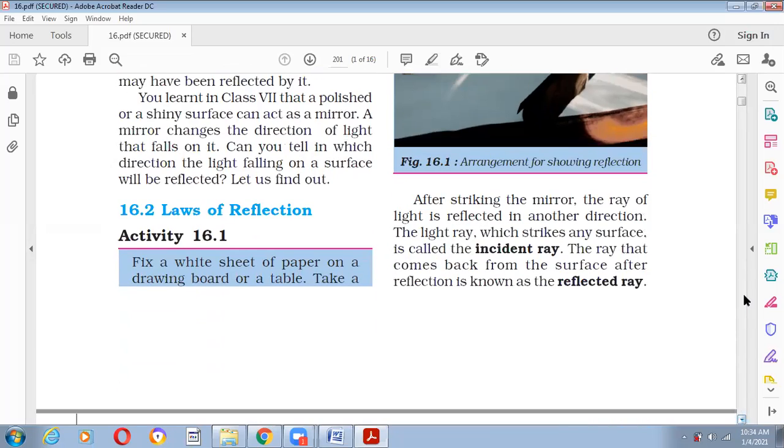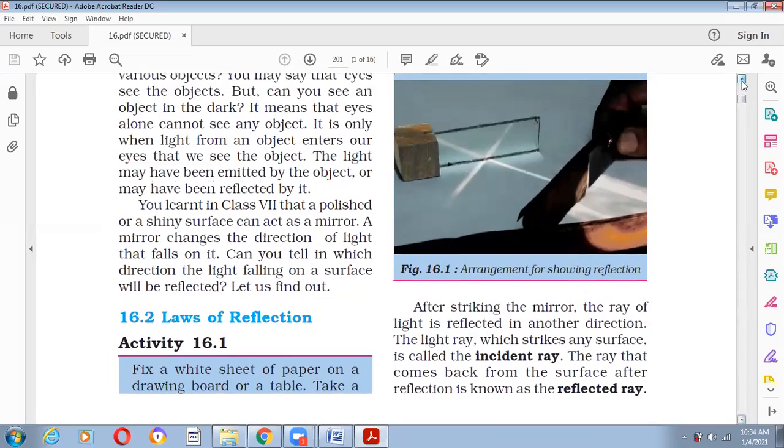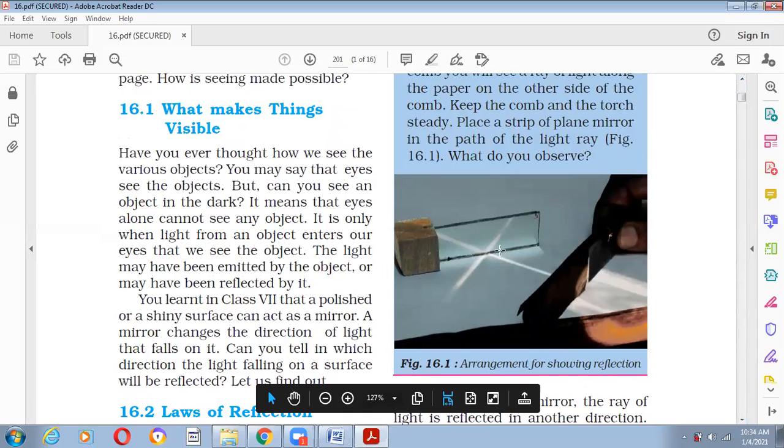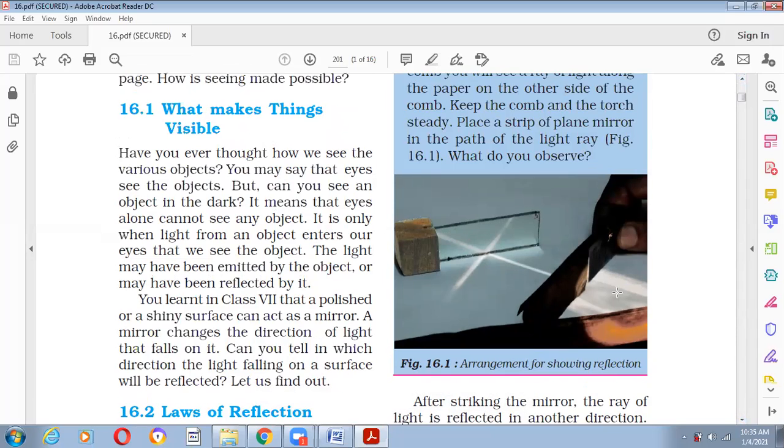As you can see here in this picture, one plain mirror is used, fixed. Then a strip is used, and from the back of the strip, the light was allowed to fall on that mirror. So this is the ray going. Then after striking, you can see this ray is coming like this. You can see one ray is this. Then after striking, it is coming here.